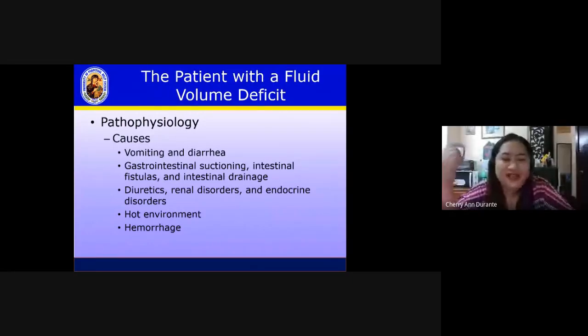Then you have their diuretics use. Okay, so if you overuse diuretics, what happens? You will urinate, and that will be a problem. So you will have fluid volume deficit. Any problems with the renal system, you have endocrine disorders, nabanggit natin kanina yung Addison's. So we'll talk more about that. And then you have your SIAD, DI, yung mga yan, pag-usapan din natin.